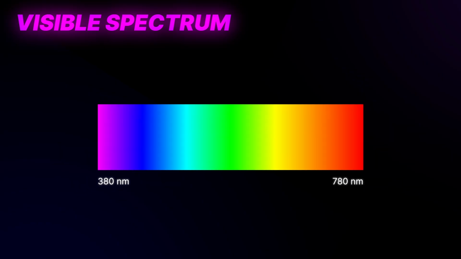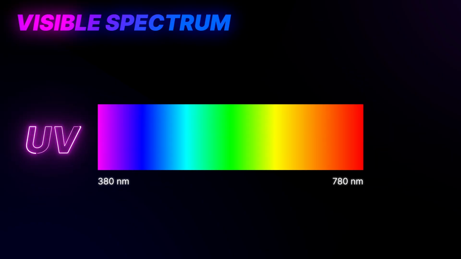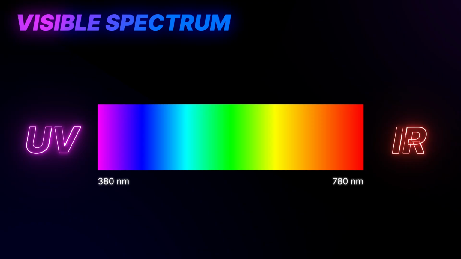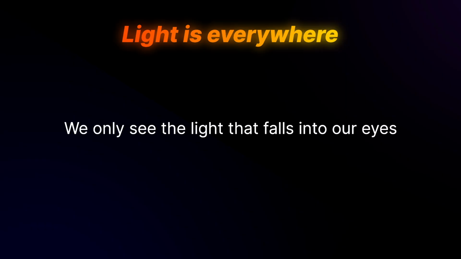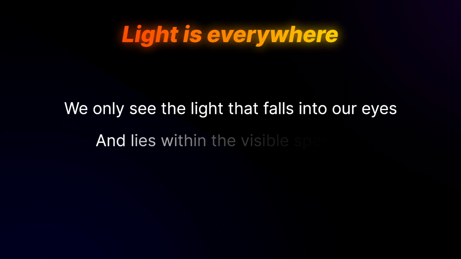Just below visible violet lies ultraviolet light, or UV. Just beyond visible red lies infrared light. These ranges are invisible to us, but they still exist physically and are widely used in technology. For example, UV light for blacklight effects, or infrared light in cameras and remote controls. So light exists independently of us. It only becomes visible the moment it reaches our eyes and lies within the visible spectrum.